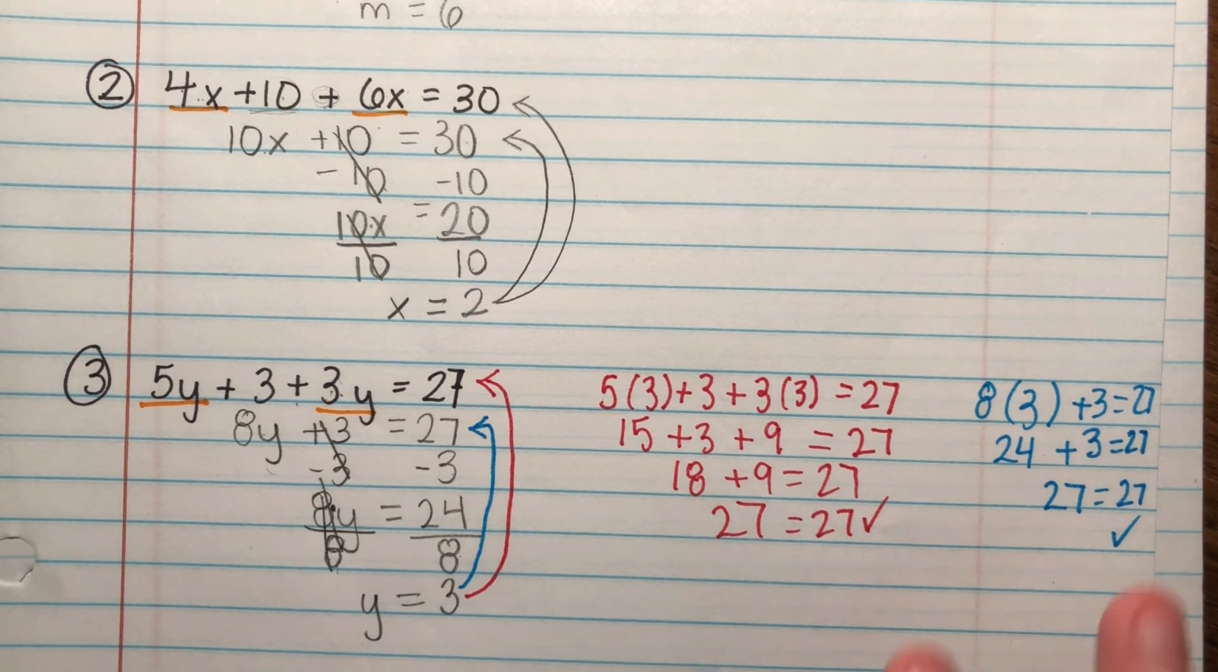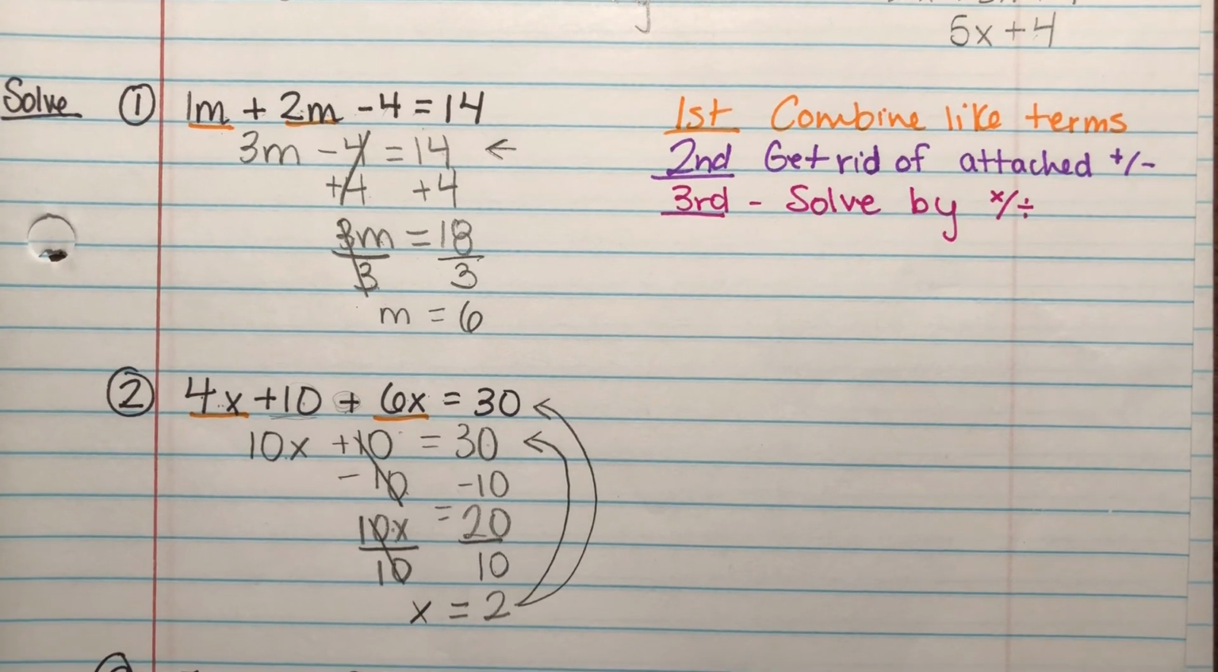remember? Alright, so remember your steps. You need to combine like terms, so any terms with the same variable and exponent, and then get rid of the attached addition or subtraction, and then solve by multiplication or division.